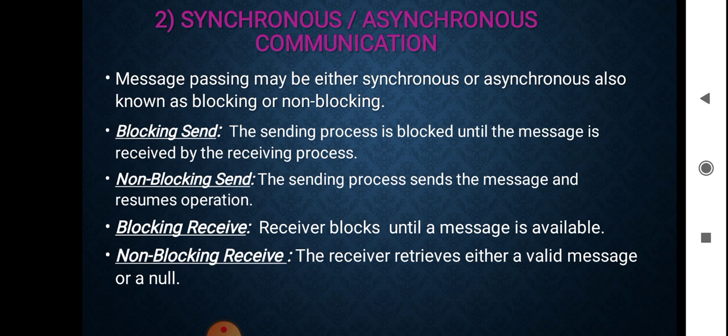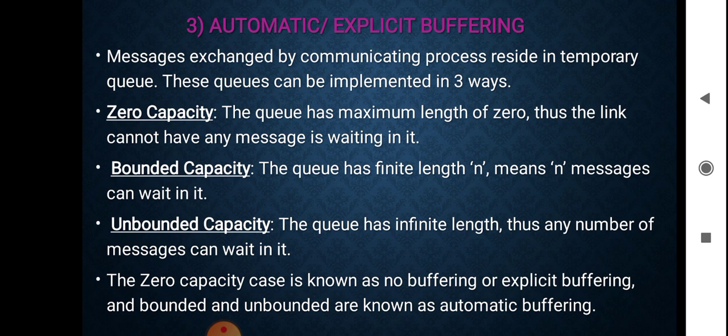Then what is non-blocking receive? The receiver is going to retrieve either a valid message or a null. Here we are not going to block anything. So the third way to establish a communication link between two processes is automatic or explicit buffering. Whatever messages are exchanged between the processes reside in a temporary queue.